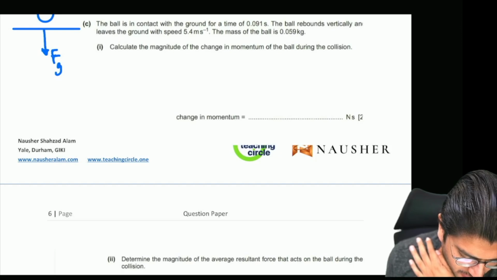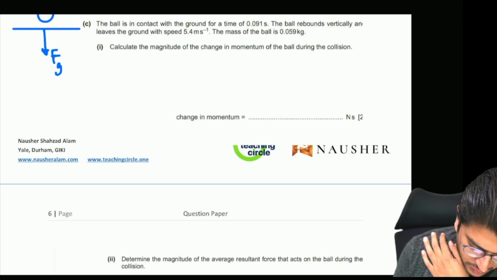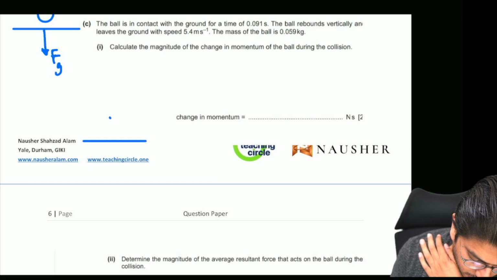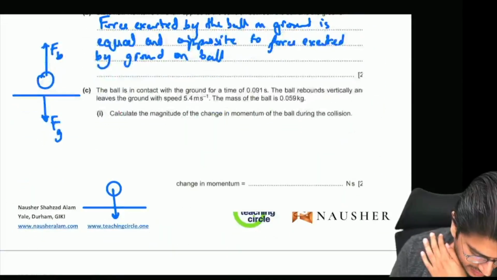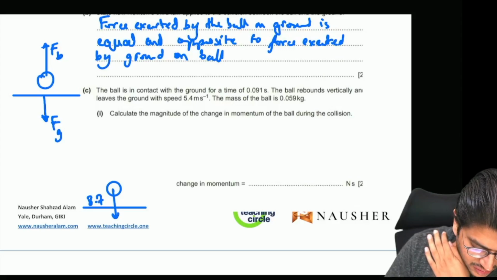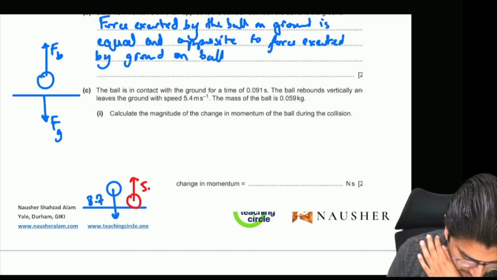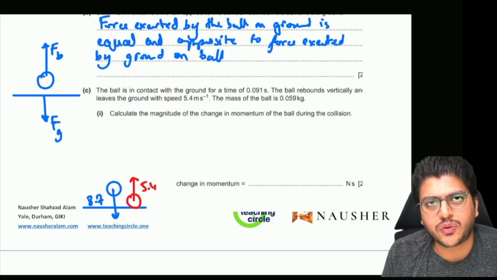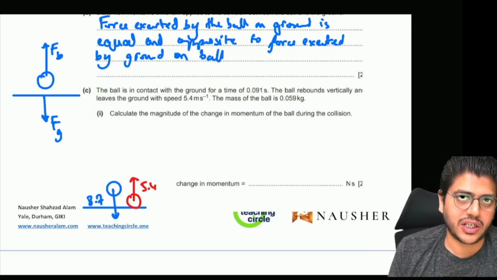All right, part C. The ball is in contact with the ground for a time of 0.091 seconds. The ball rebounds with a velocity of 5.4. Look, the ball is in contact with the ground for a certain amount of time. Now, when you hit the ground, what was your speed? Your speed was 8.7. There's a lot of vectors in this question. When you rebounded, which means you went back up, your speed became 5.4. I always tell you velocity is a vector quantity. Whenever you're dealing with any vector quantity, what do you do? You change the sign if the direction changes.